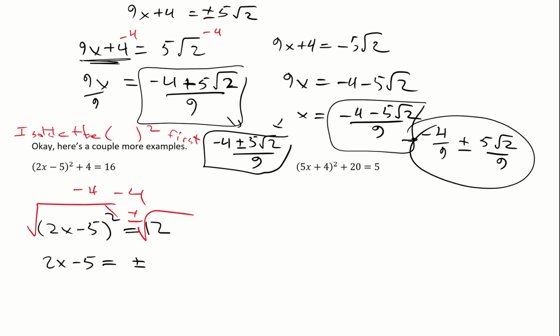Did you ever see radical 12 in your work? Yes, I did too. It's 4 times 3. So 2x minus 5 is plus or minus 2 radical 3.